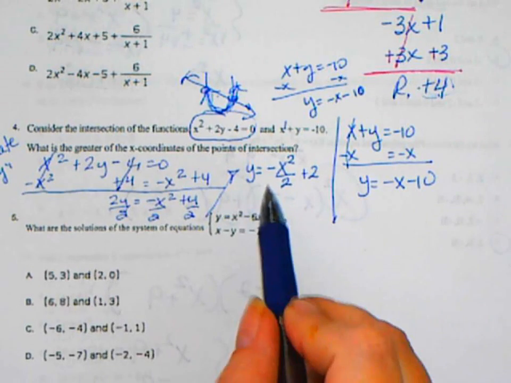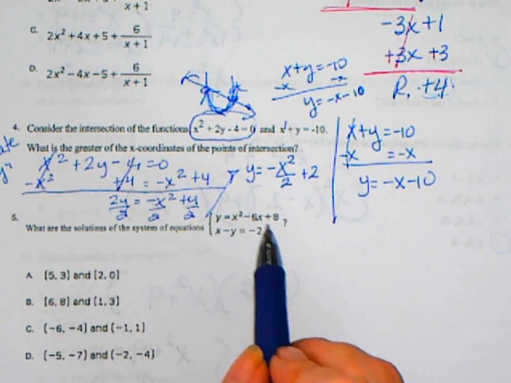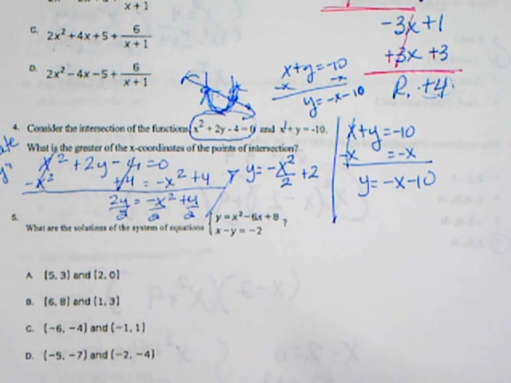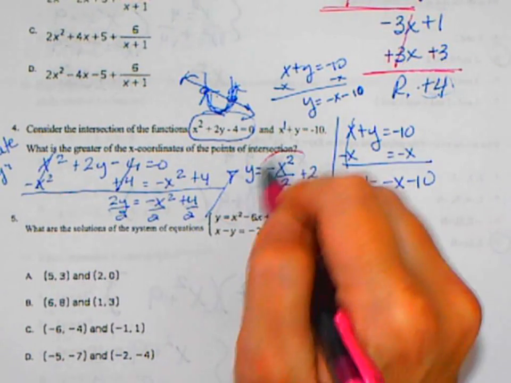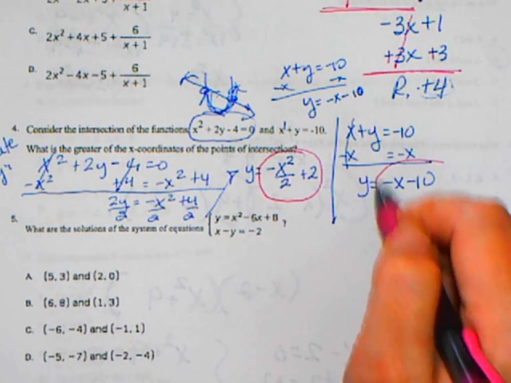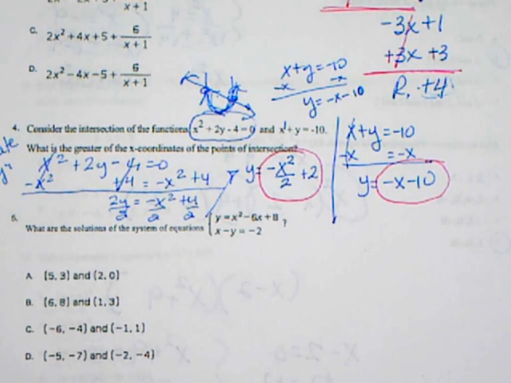So we want to find when the x and the y in one equation is equal to the x and the y in the other one. So to do this, if we isolate the y's, whatever the y's are equal to, set them equal to each other.